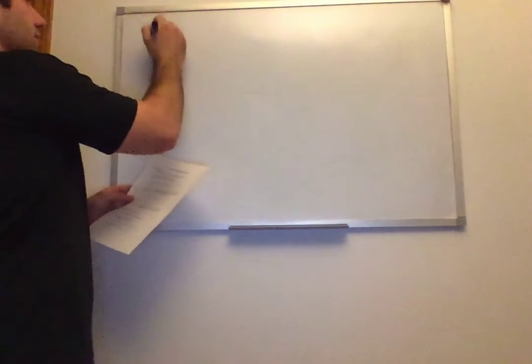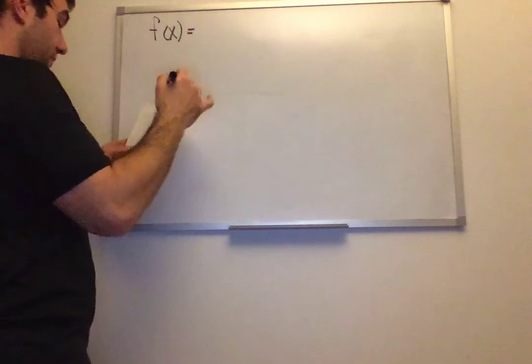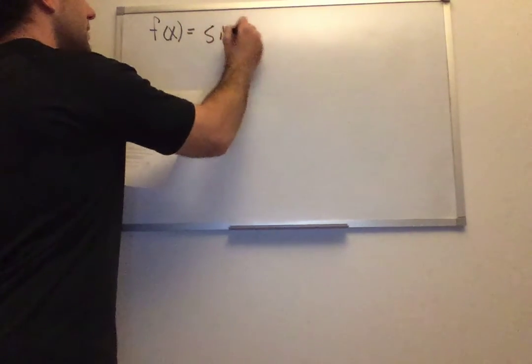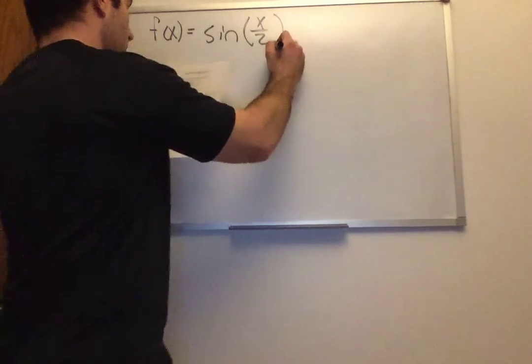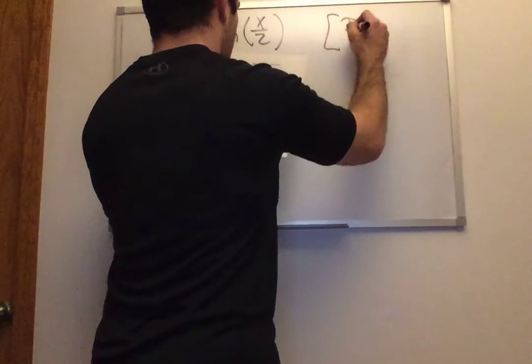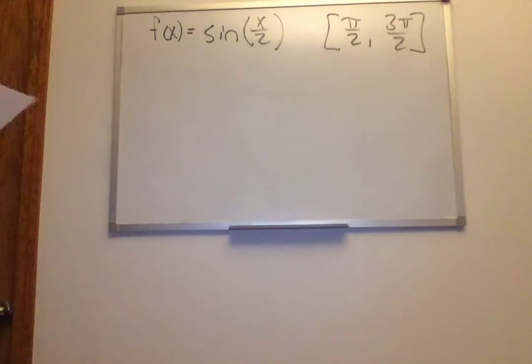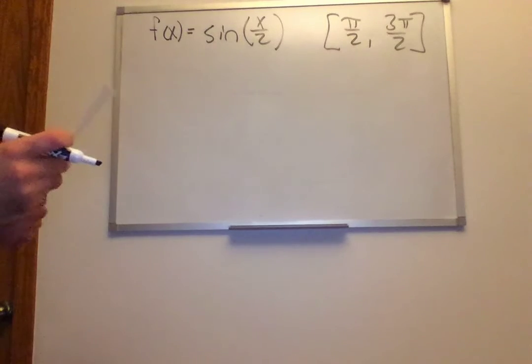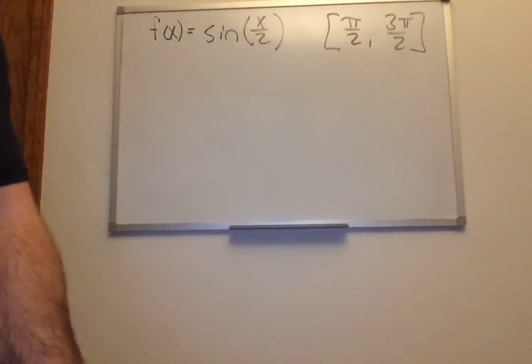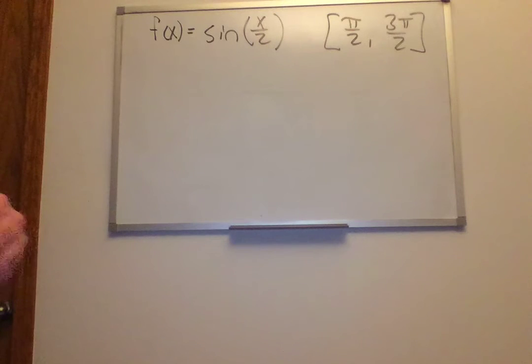Now let's do an example. It says verify the function, here's our function, f of x is equal to sine of x over 2 on the interval pi over 2 to 3 pi over 2. Verify that this function satisfies the three hypotheses of Rolle's theorem on the given interval, then find all the numbers C that satisfy the conclusion of Rolle's theorem. So we need to find where f prime of C equals 0. What C values make that true?